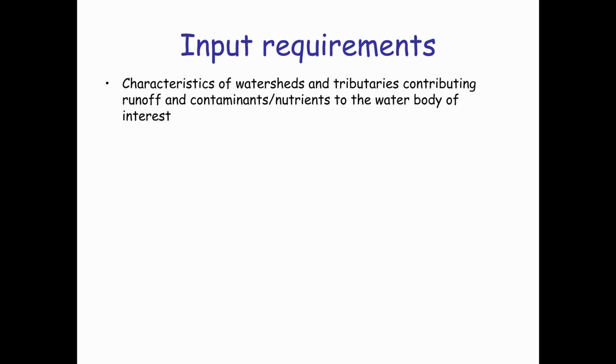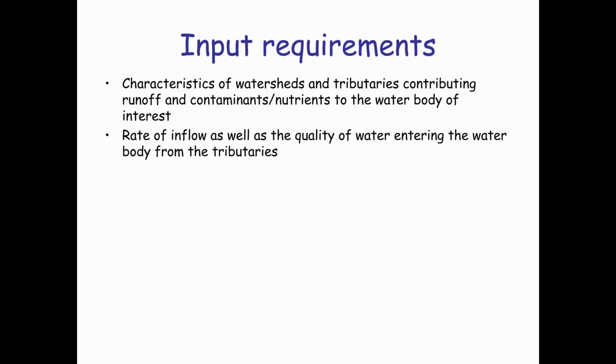The input requirements are the characteristics of the watersheds and tributaries that are contributing the runoff, and contaminants or nutrients to the water body of interest. Basically provide information about the watershed area, and for tributaries it would require the volume of inflow to the lake or reservoir, and then also the concentrations of selected constituents. For the characteristics of watersheds, you can provide detailed information about the land uses that appear on a watershed, including the fraction of a particular land use or the different land uses happen to be in the watershed.